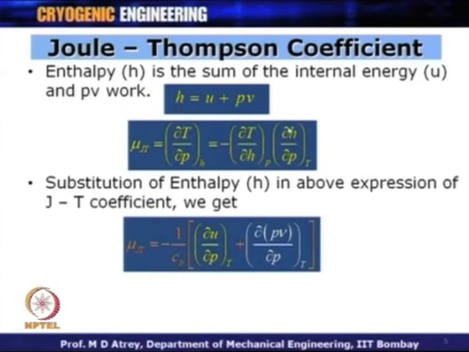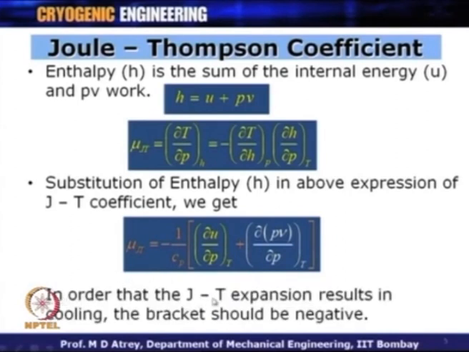Now, this is the bracket which will decide whether mu JT is positive, which is required for cooling, or negative, which will result in heating, or equal to 0, which will result in neither cooling nor heating. So, in order that JT expansion results in cooling, the net result of this bracket should be negative. Taking care of this negative, the whole thing becomes positive, and in that case mu JT is going to be positive. So, this is the expression I am talking about, and it has two parameters: del U by del P at constant temperature and del PV by del P at constant temperature.